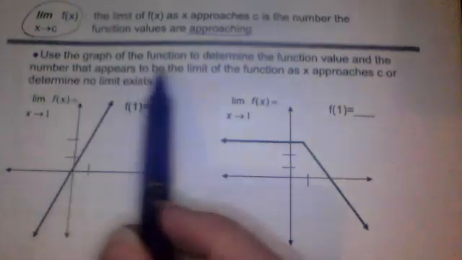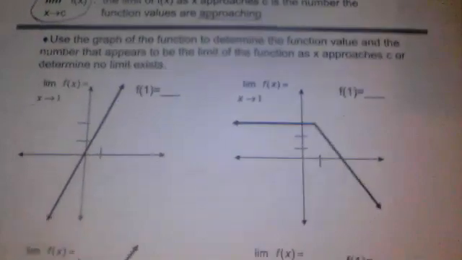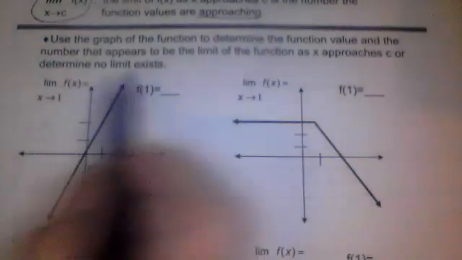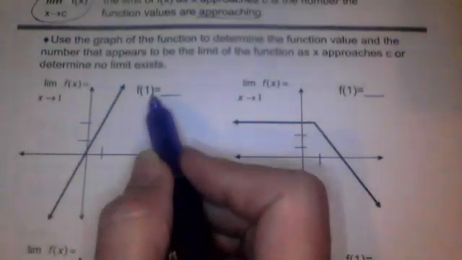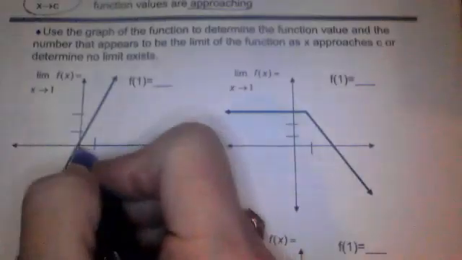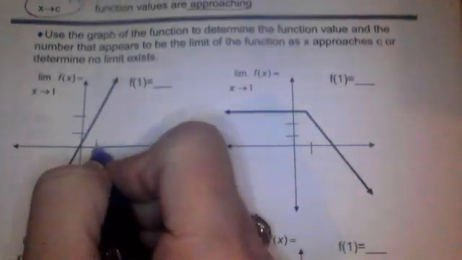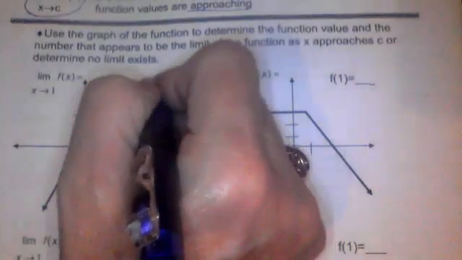So it says here that they want us to use these graphs to figure out if the function has a value and then the number that appears to be the limit as x approaches c. Now, some of these may not have a limit that exists, so it says the limit may not exist. So let's take a look at this first one. We're going to do the function value first. So the value of this function at 1. So if I go to where x is 1, it looks like the output here is 2.